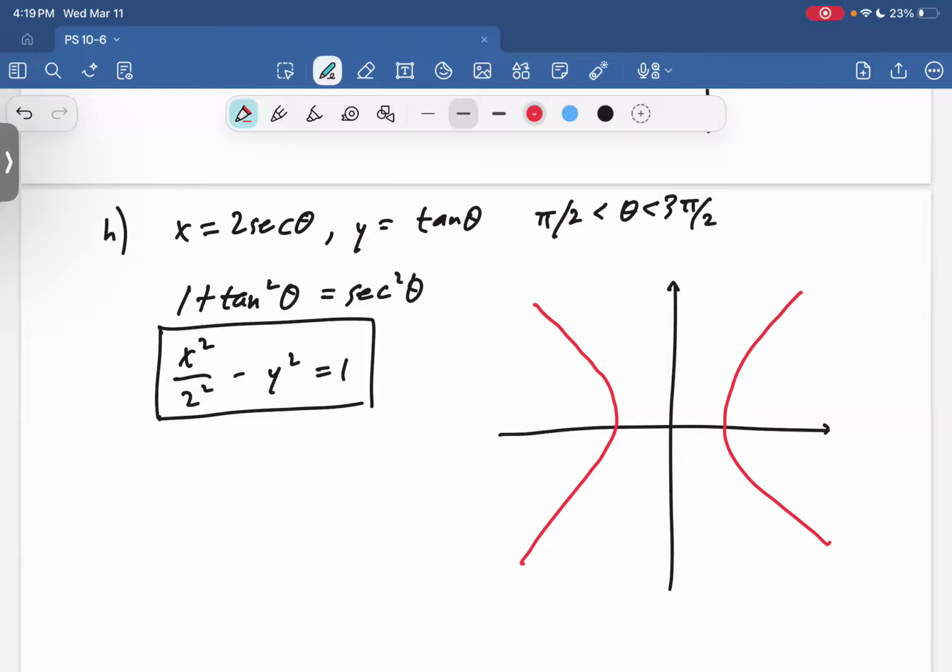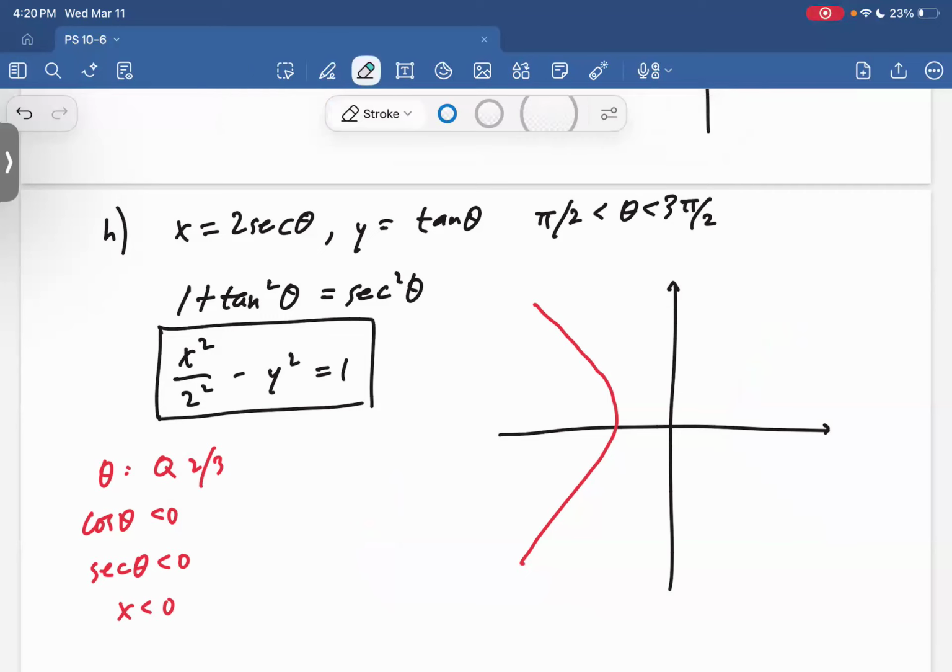I know that theta is in quadrants 2 and 3, which means that cosine theta is always negative, right? Because in quadrants 2 and 3, the x-coordinate must be negative, so cosine theta is negative, which means that secant theta is negative, which means that x is negative, right? So if x is always negative, then we must be looking at the branch on the left, and that would be our answer.